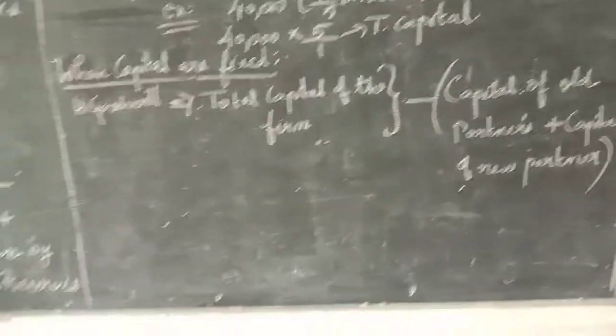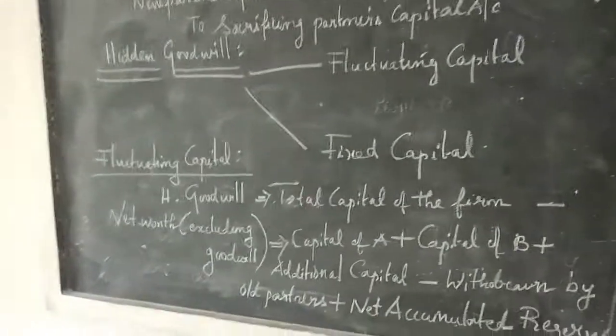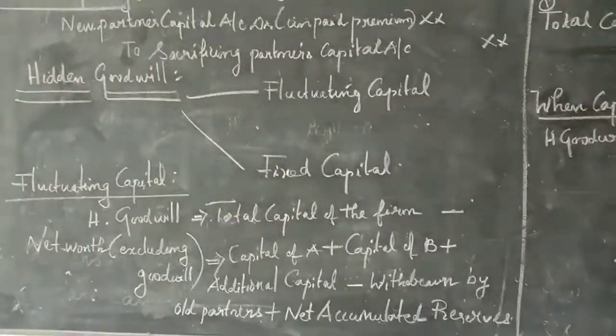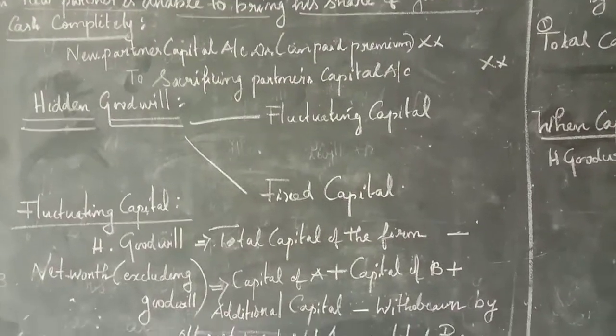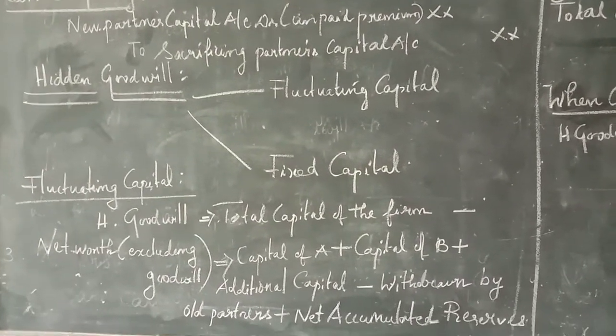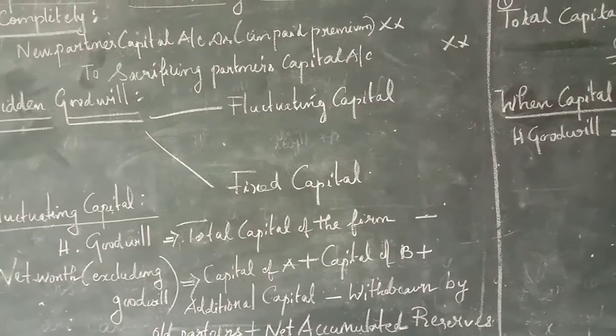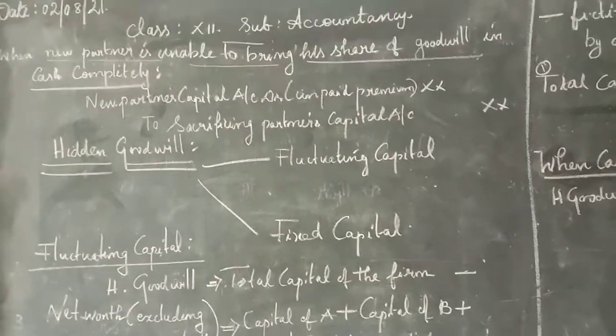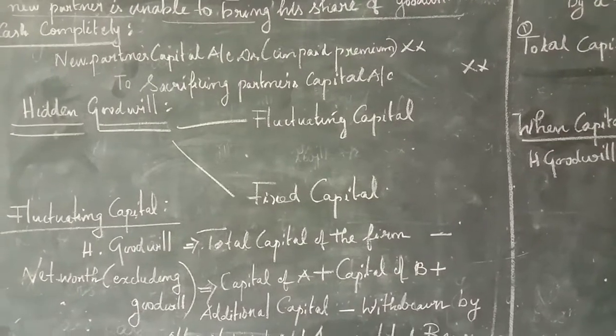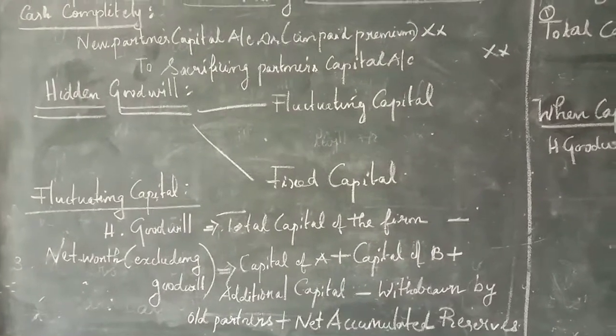In hidden goodwill, we have to read the sum properly, whether the capitals are fluctuating or fixed. So in the treatment of goodwill, these are all the conditions. Next, we have to apply all these conditions in certain problems. Okay, thank you.